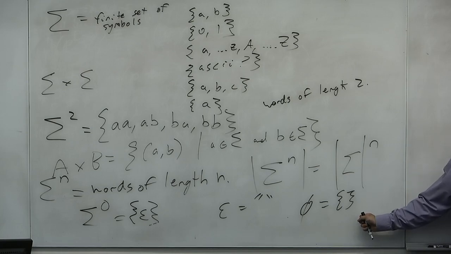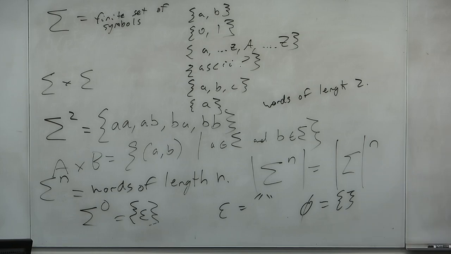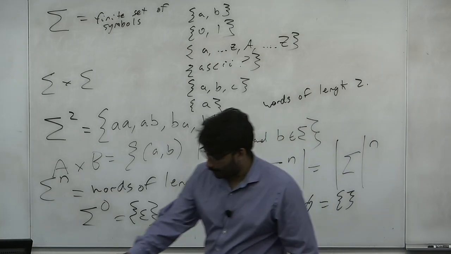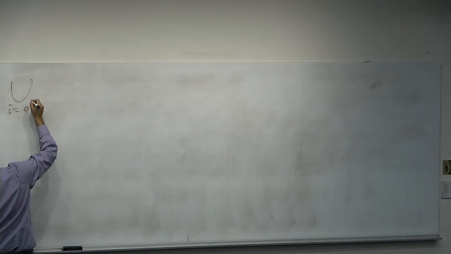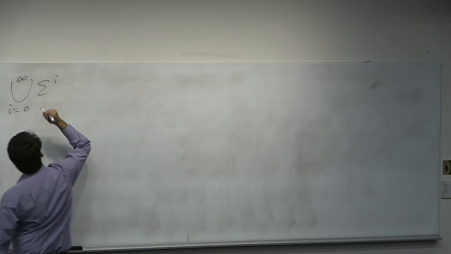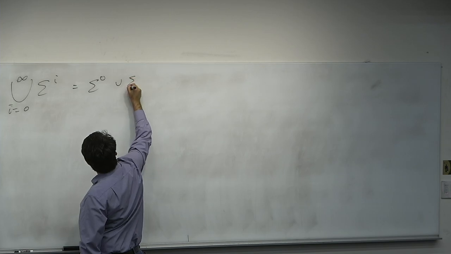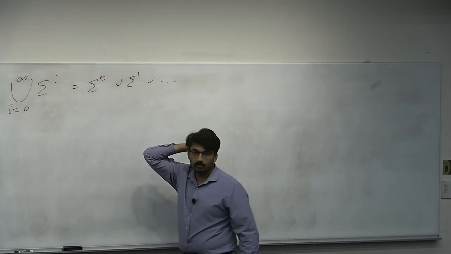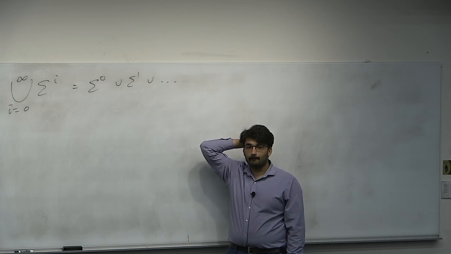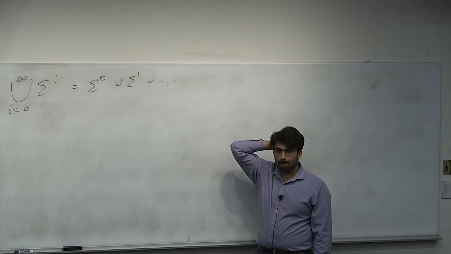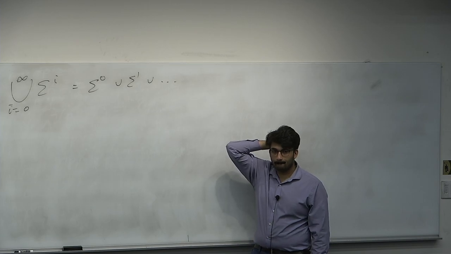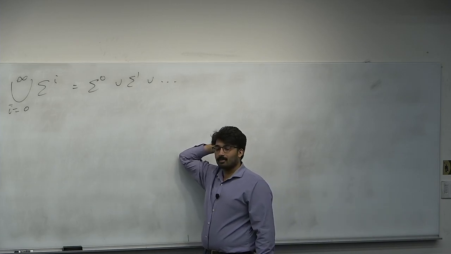Questions on empty string, sigma zero? Okay. What about the union of sigma i for i equal to zero to infinity? This is going to be sigma 0 union sigma 1 union, and so on. All words. Why? Because you're going from epsilon all the way up to every word with n characters, going to infinity.